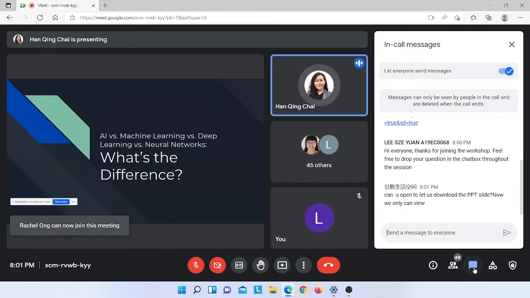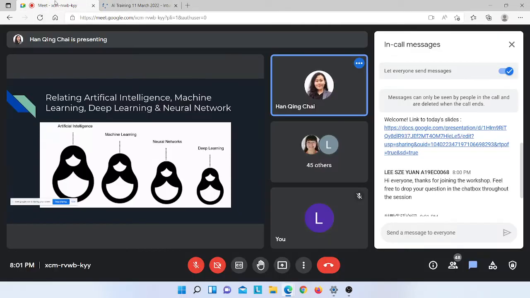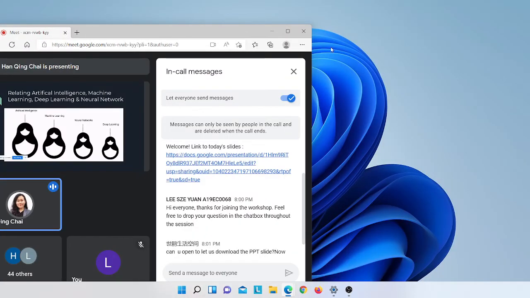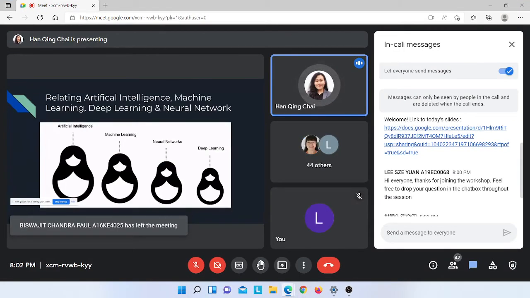Okay, so first of all, here comes the introduction. Artificial intelligence, machine learning or ML, and deep learning or DL, versus neural networks. So what are all of these? What are the differences? If we really want to understand the concept by relating it, the first thing is to think of them as a Russian nesting doll, because in a Russian nesting doll, each one is essentially a component of the prior one.